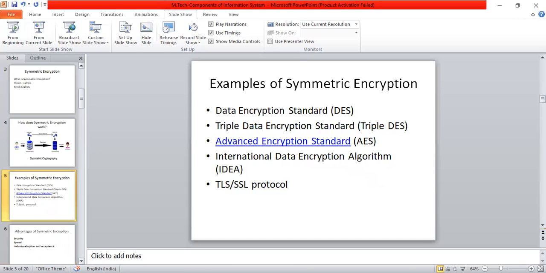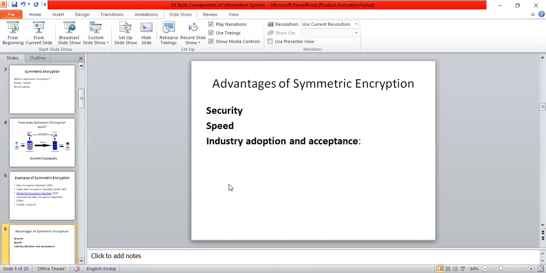And there are some advantages also. One advantage is security. Security is a very important part. Symmetric encryption algorithms like AES would take billions of years to crack using brute force attacks. The second advantage is speed. Symmetric encryption, because of its shorter key lengths and relative simplicity compared to asymmetric encryption, is much faster to execute.